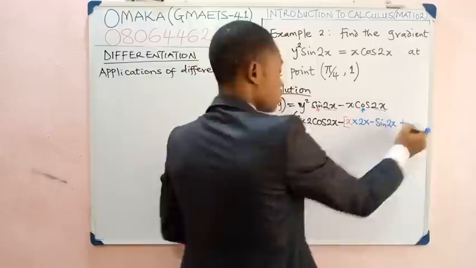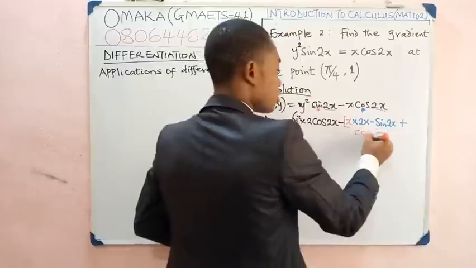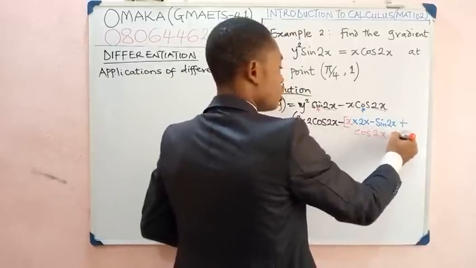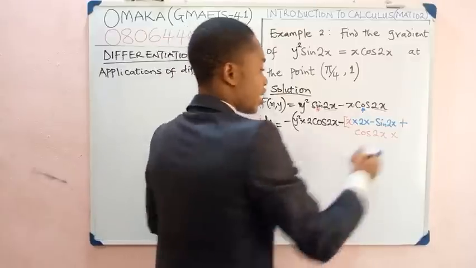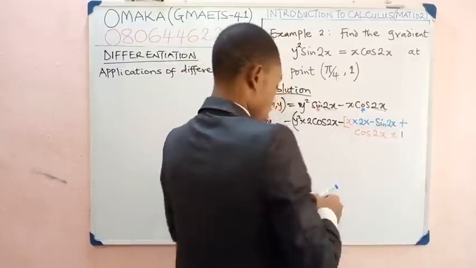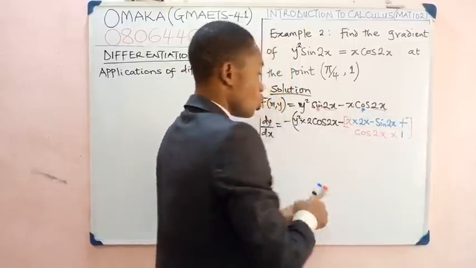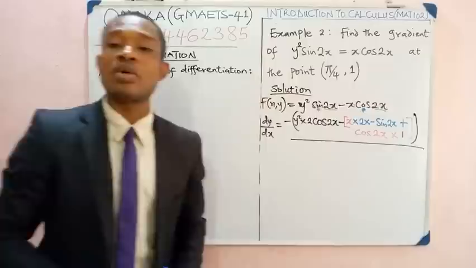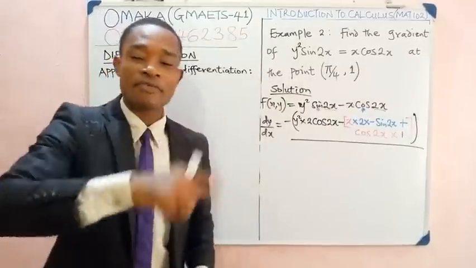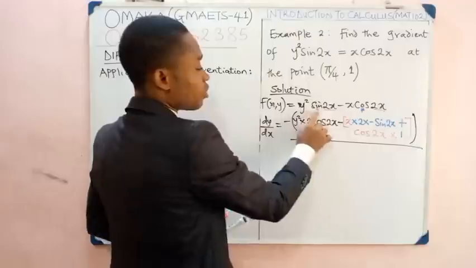I'll now put plus. This time around, I'm going to keep cos 2x constant and then differentiate this. That is x. If you differentiate x, what will you get? 1. Guess you're done with that part of differentiation with respect to x. You enclose everything in brackets, divided by, this time around, you go and do del f del y for the denominator. Differentiate with respect to y, you come over here.